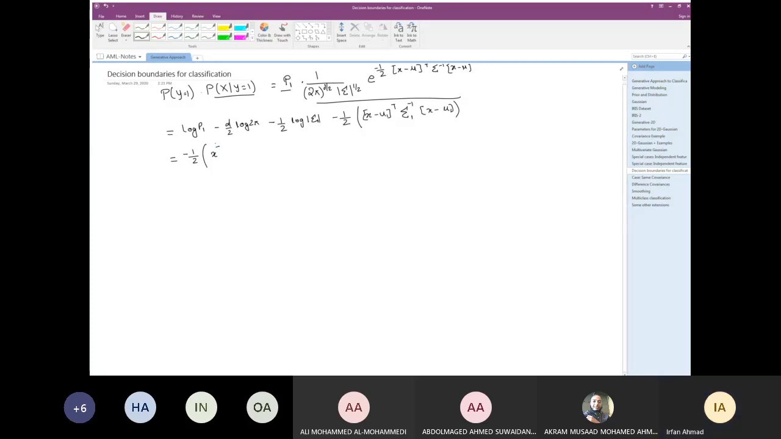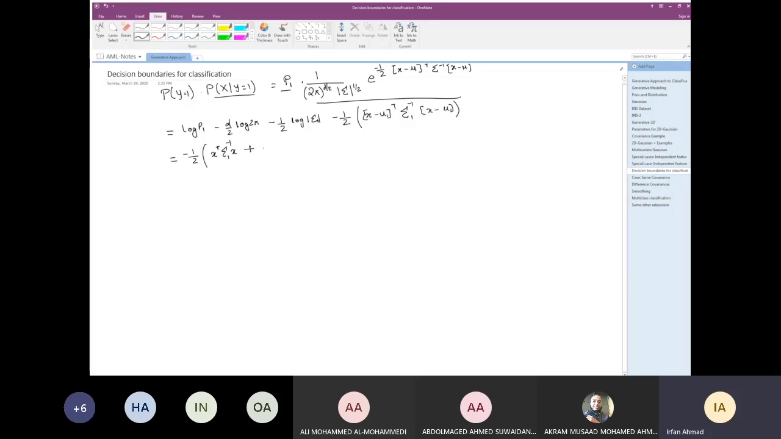Yeah, X transpose. I'm just expanding it. Sigma inverse X. Then what happens? Then we have here minus mu. So of course, one of the things we have is mu is there. So we have minus mu transpose sigma inverse mu. So it becomes plus, right?